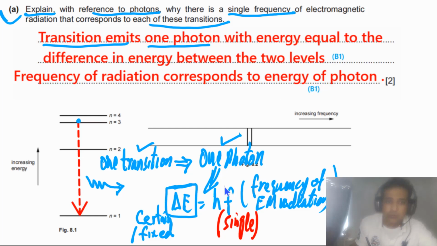And the frequency of the emitted radiation corresponds to the energy of the emitted photon. As this energy is fixed, this frequency is also fixed, so this is a single frequency. So this is how you need to answer, and this question has 2 marks. If you have written these 2 points, you will get 2.